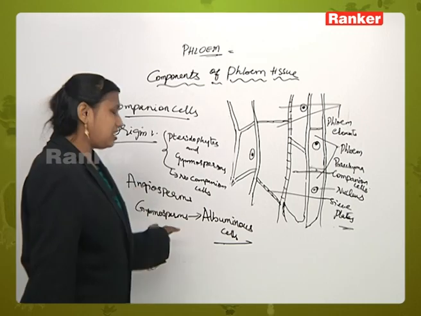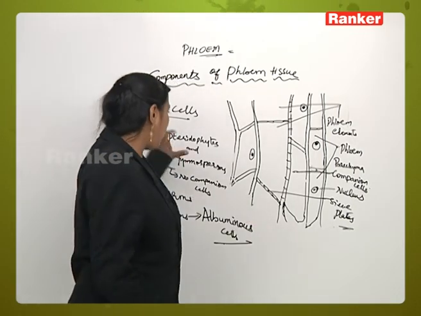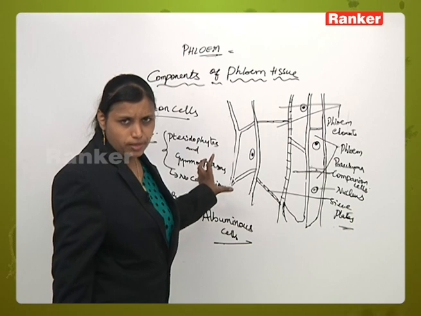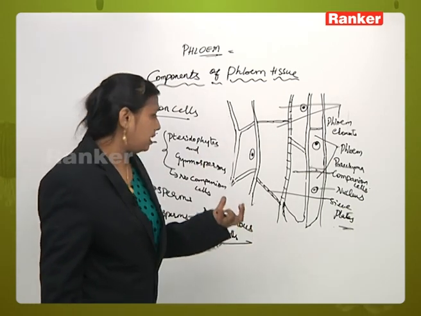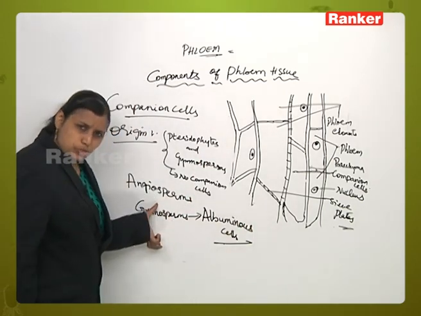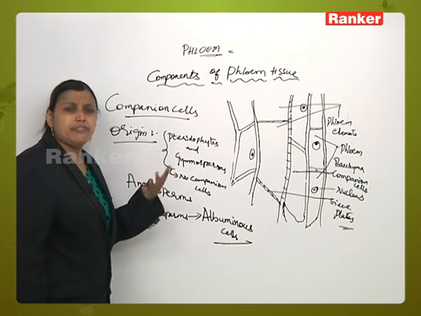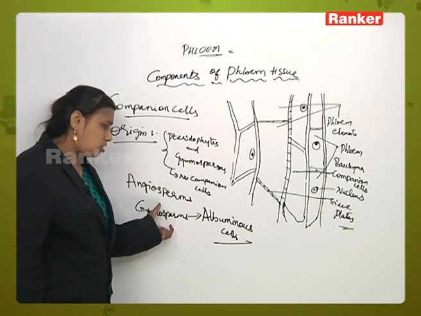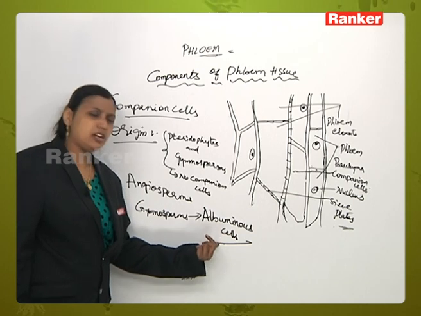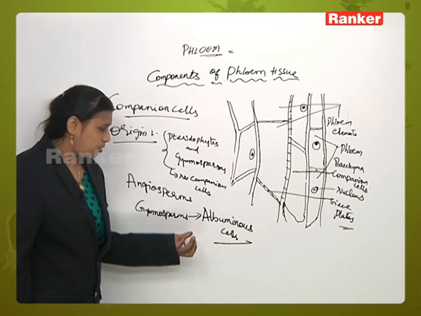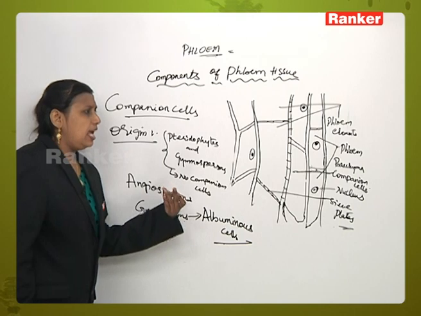So as we said earlier, in pteridophytes and gymnosperms there are no companion cells. So what about the storage of material? In gymnosperms, other specialized modified structures are present. Those are also comparable to the companion cells, and they are also helpful in the storage of food material. Those are called albuminous cells.